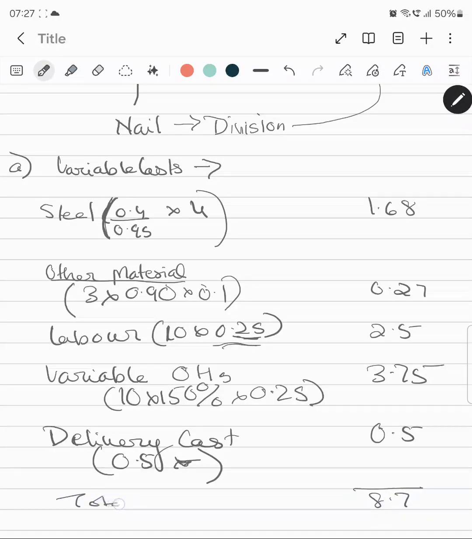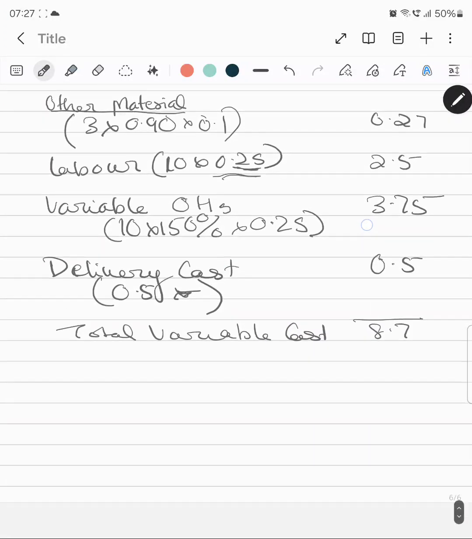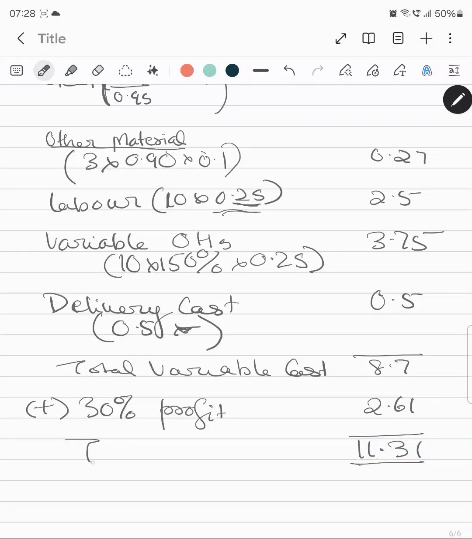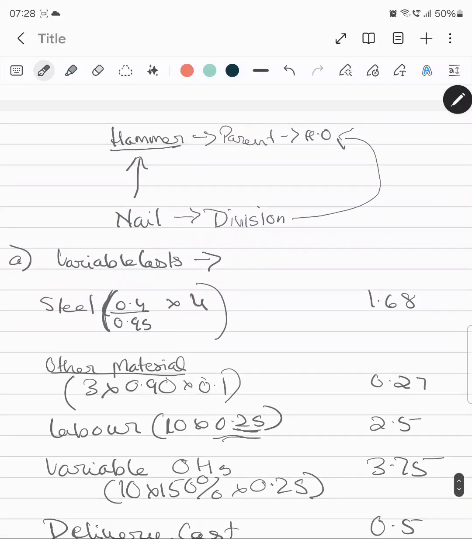So this is the total variable cost, and now I need to add 30% profit. How much will be the 30% profit? 8.7, 30% of it is 2.61. So I'll add 8.7, this is 11.31. So this is my transfer price. Okay, so the first part is done.